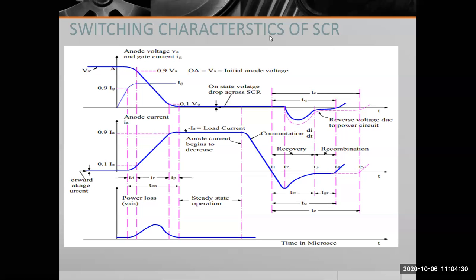TC should be greater than TQ, and the amount by which it should be greater is the safety factor. That safety factor should always be greater than 1. So TC should be equal to safety factor times TQ. That is the relation we have to remember.